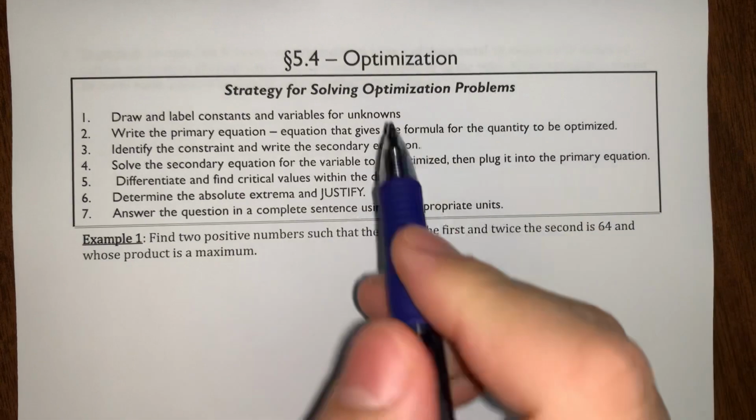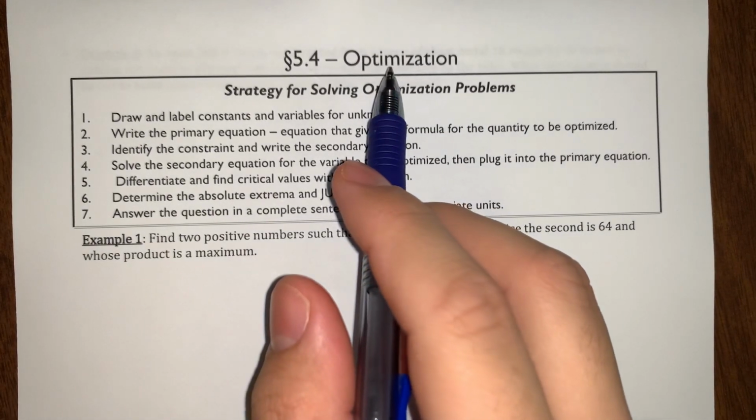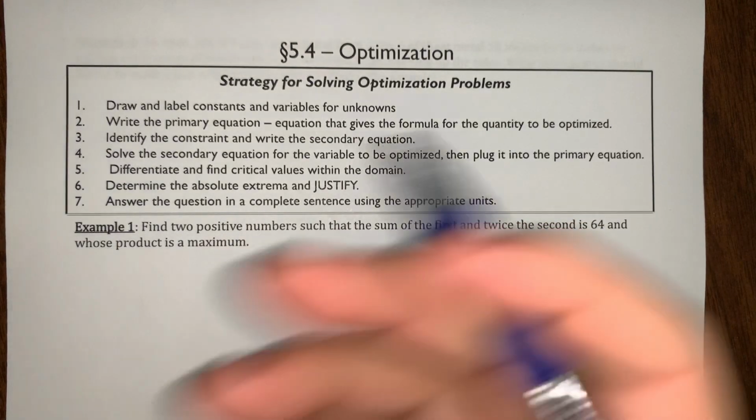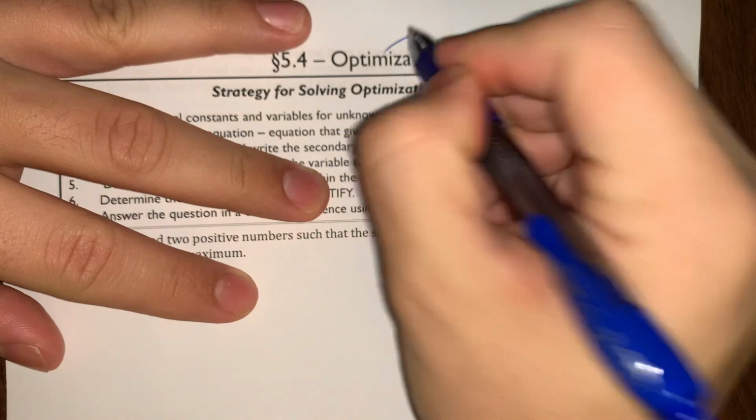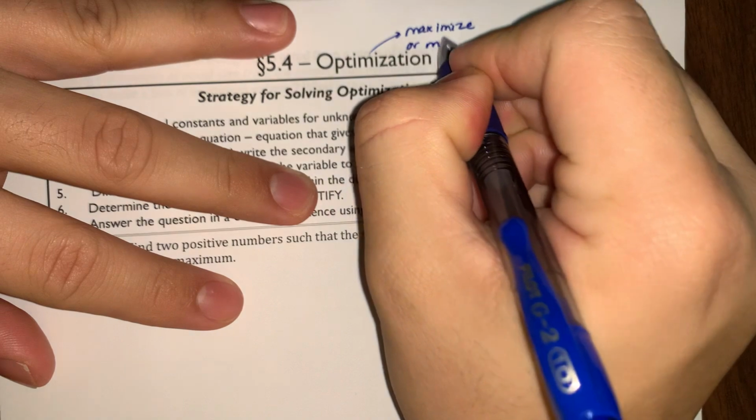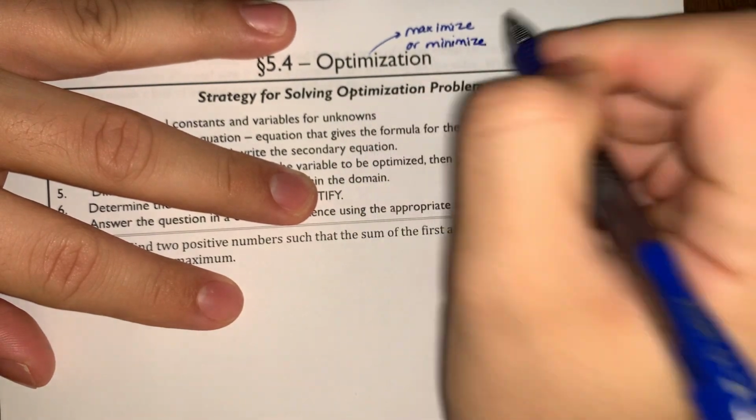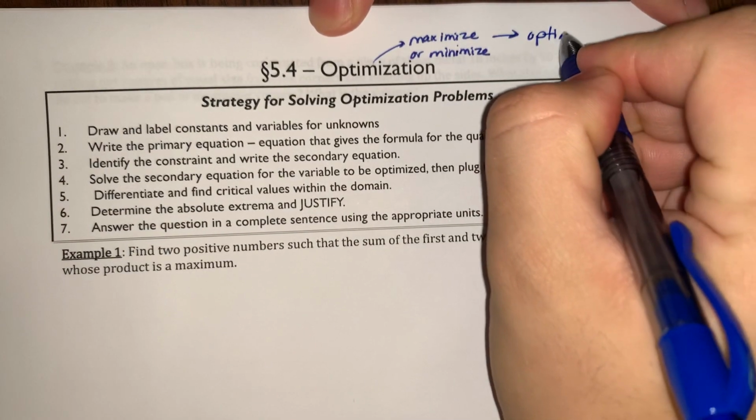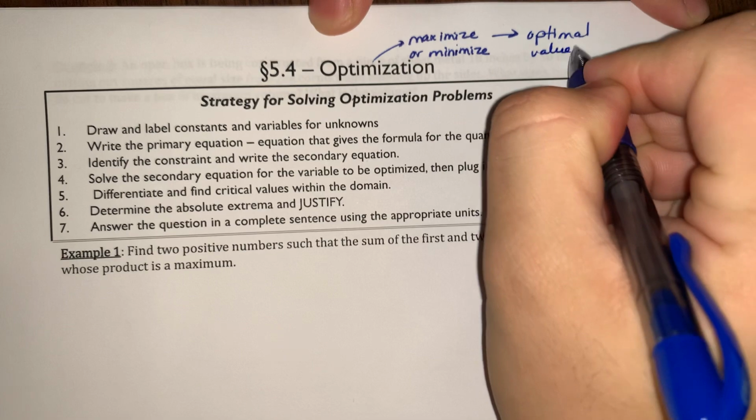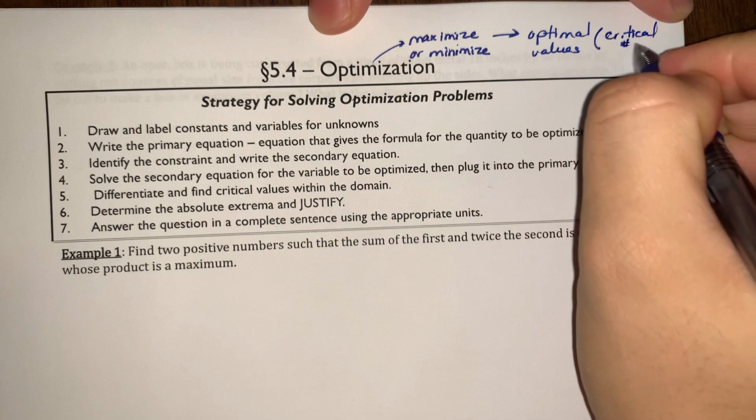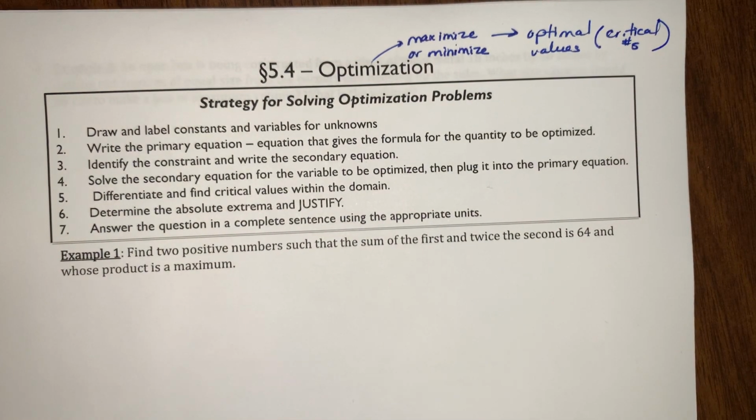And the reason for that is because when you think about optimization, you're ultimately trying to maximize or minimize something, right? So, I mean, I guess I'll just write that here. Like, you're trying to maximize or minimize something. And essentially, you're just going to find optimal values that'll get you there. And by optimal values, I'm basically talking about the critical numbers. All right? So that's essentially what we're doing. And we're just going to really try to put that into context.